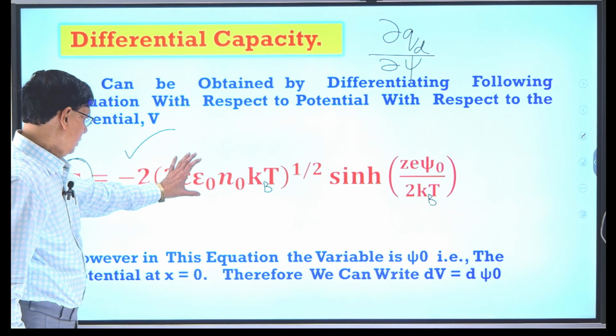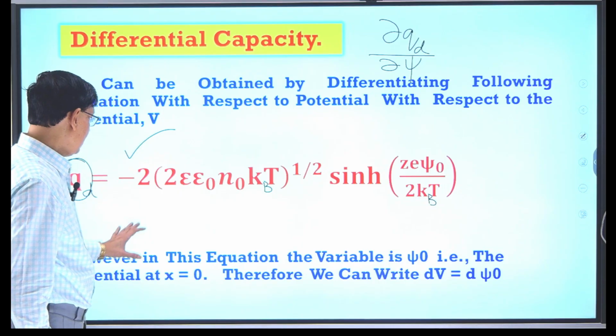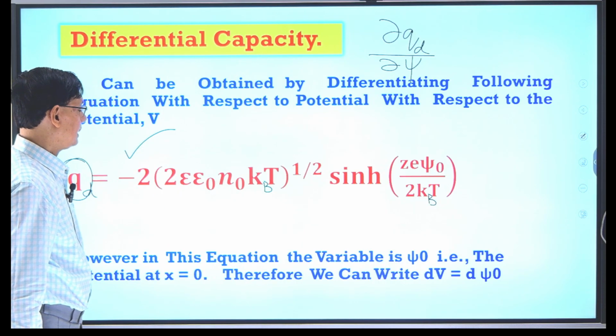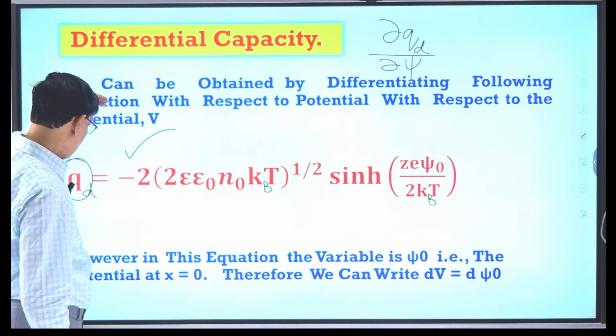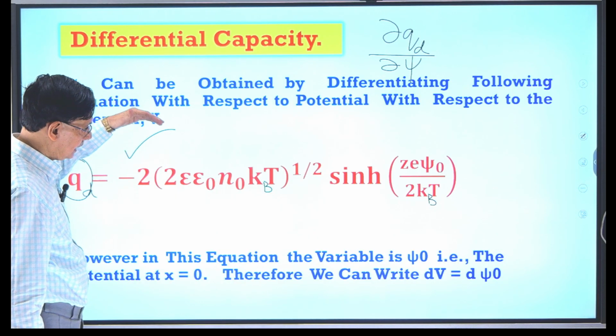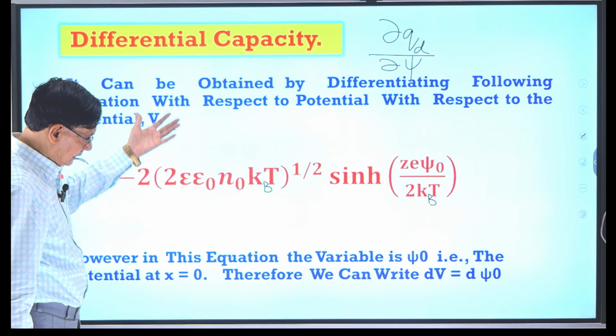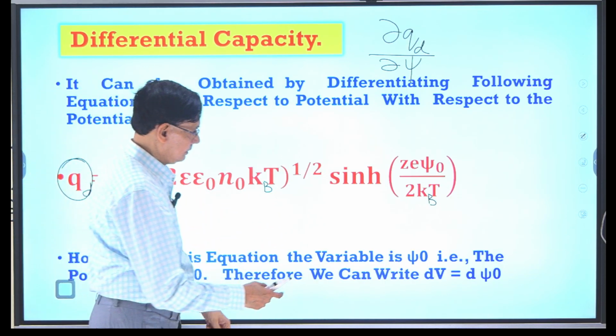So this is the value. However, in this equation, the variable is sinh, because the potential at x is equal to 0. Therefore, we can write the change in potential with this thing. This is the assumption.